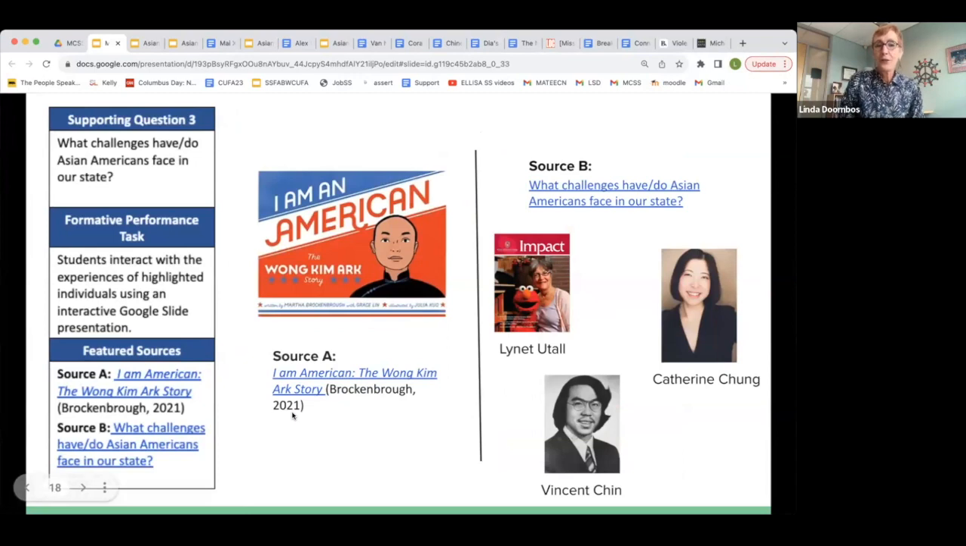Then the third supporting question is, what challenges have or do Asian Americans face in our state? Students are going to interact with the book and some other sources that we've located, to interact with these experiences and with the Google Slides presentation that has been put together. I'll show you that in a minute.